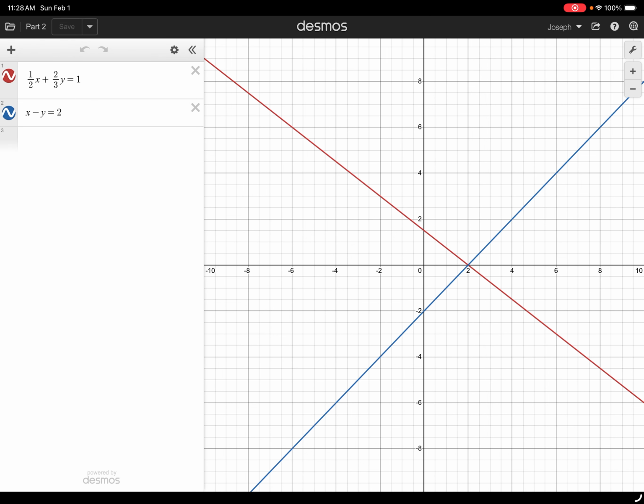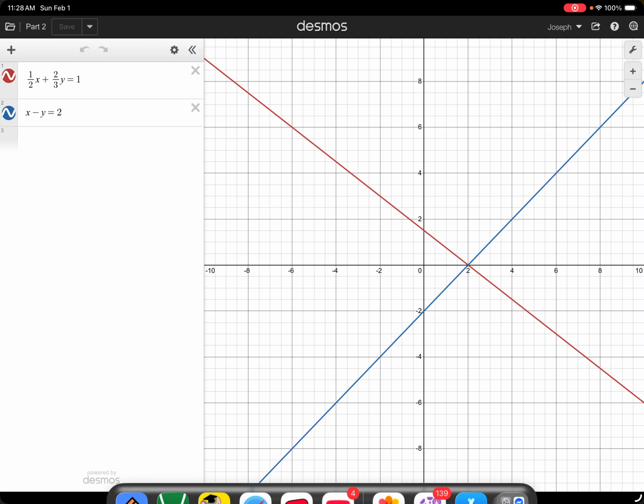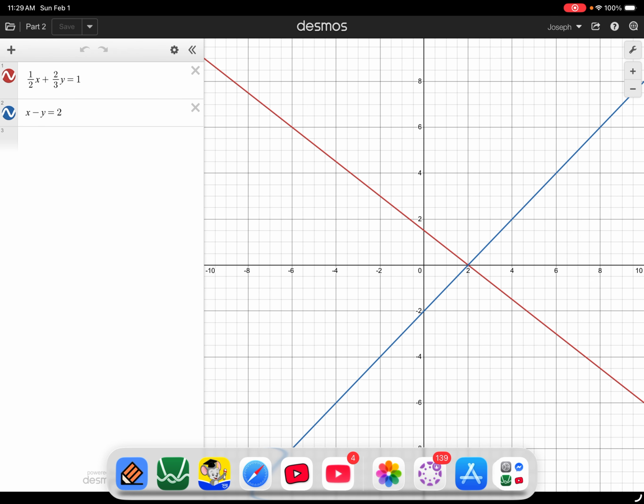Alright folks, here's a good old Desmos. It has its own app if you don't want to go to the website, but here's a couple of lines. Again, each equation, the solutions, if you graph them, form a line. There's no exponents on the x or y's, so we call these linear equations.